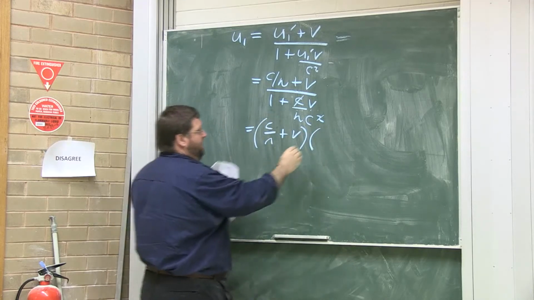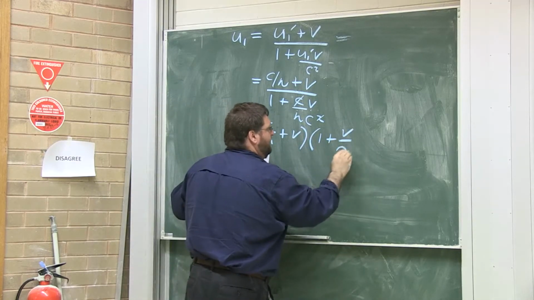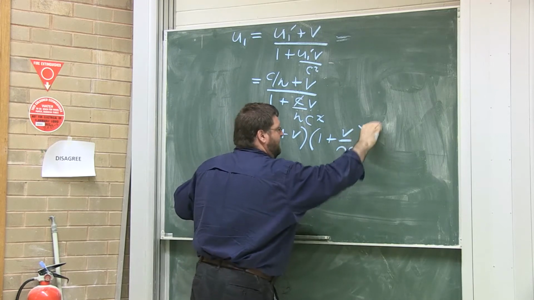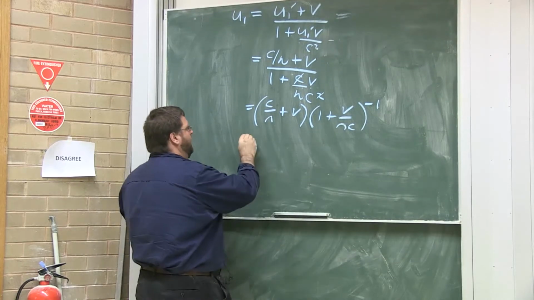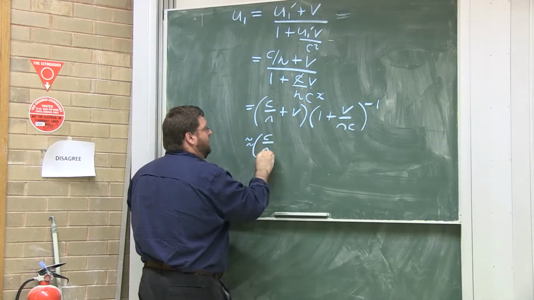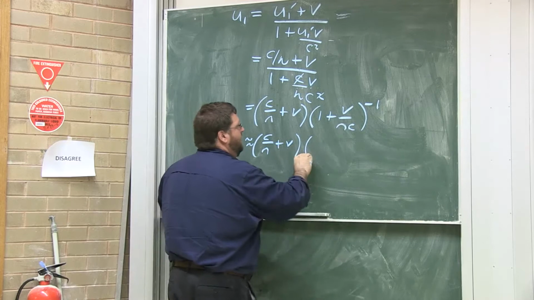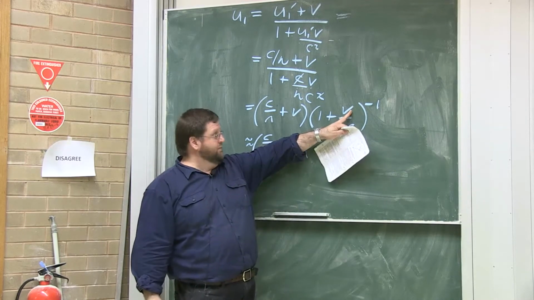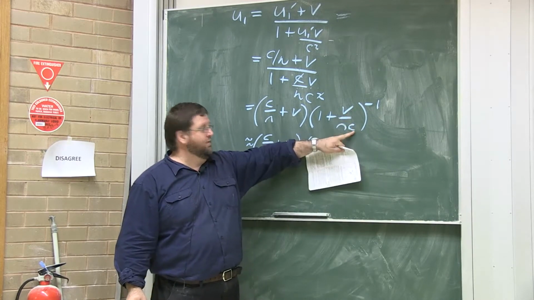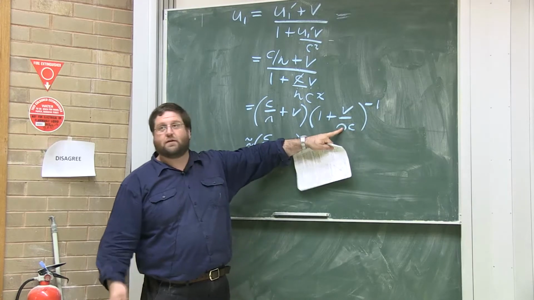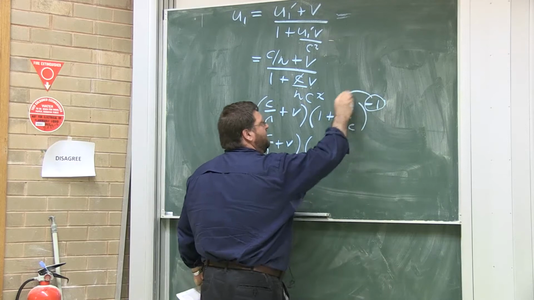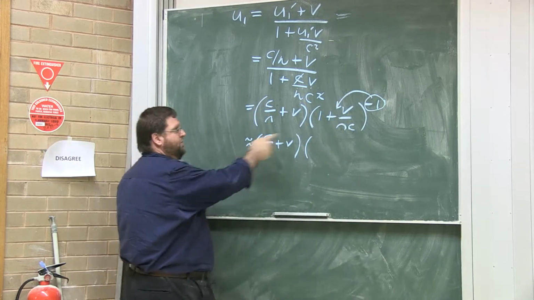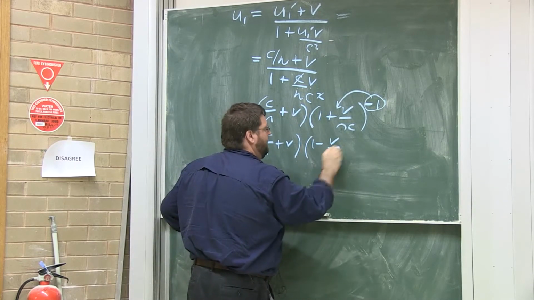So I'm going to have the denominator 1 plus v on n c to the power of negative 1. Now, the fish tank is not flying at a relativistic velocity. V on c would be much less than 1. Refractive indices are on the order of 1. So I can use the binomial approximation and have the approximation that this negative sign hops down.